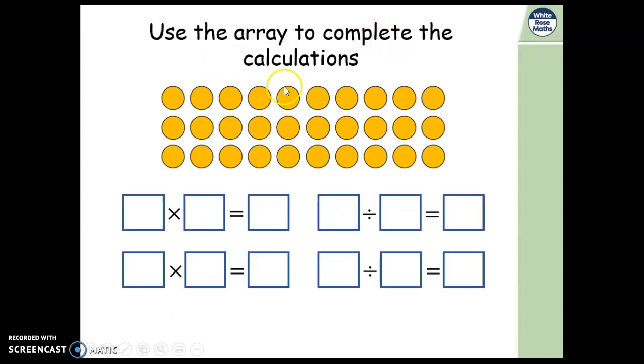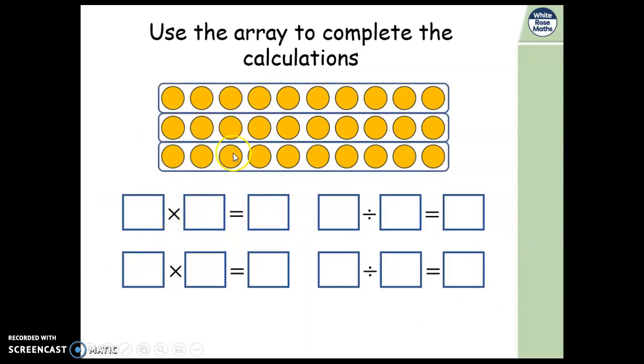Use the array to complete the calculations. So we've got 2 multiplication and 2 division. So let's do the multiplication first. We've got 3 groups of 10: 10, 20, 30. So we've got 3 times 10. Then we can swap them round to make 10 times 3 equals 30. Now we can use that knowledge that we have, those numbers, to put into here.